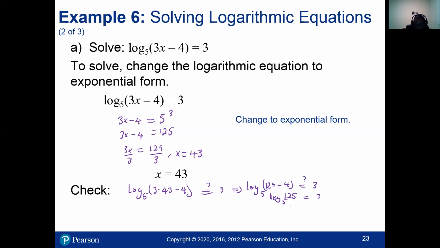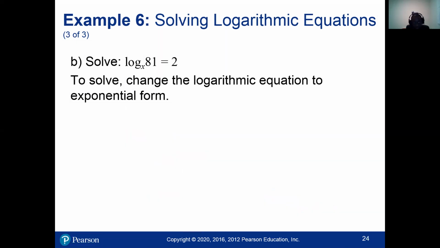Well, what the left-hand side means is: the base, 5, must be raised to what to equal 125? And that is 3. So you get 3 is equal to 3, and that checks. And therefore, your solution set is the set containing 43. Two more.